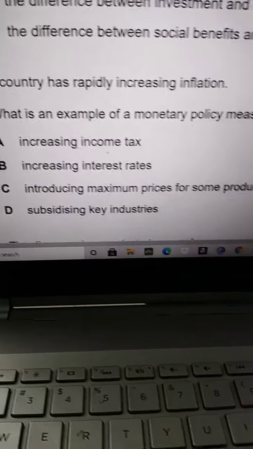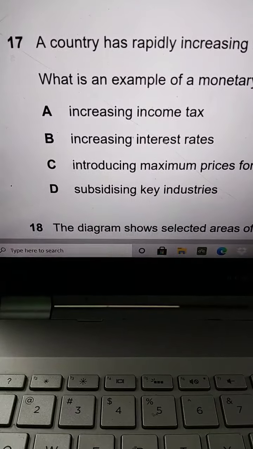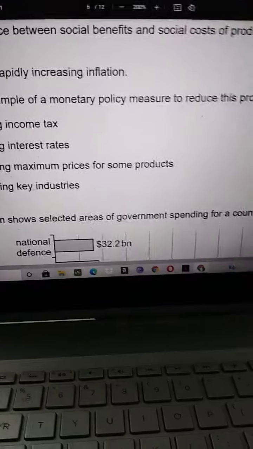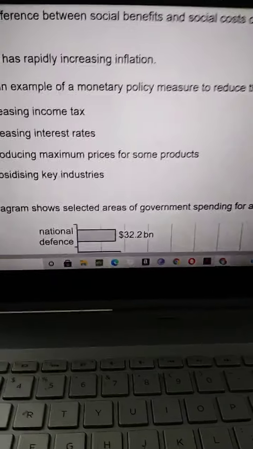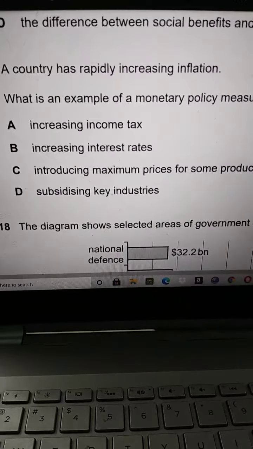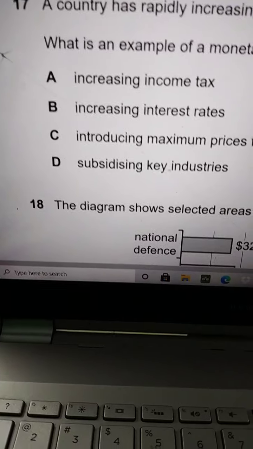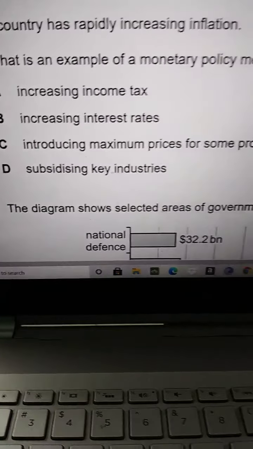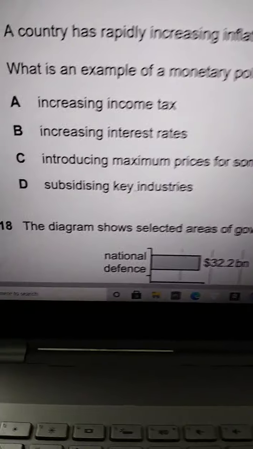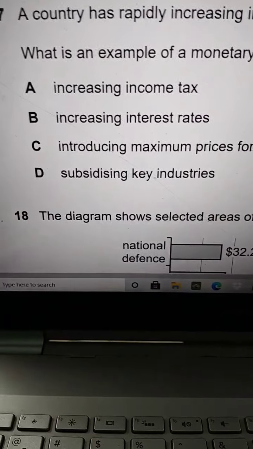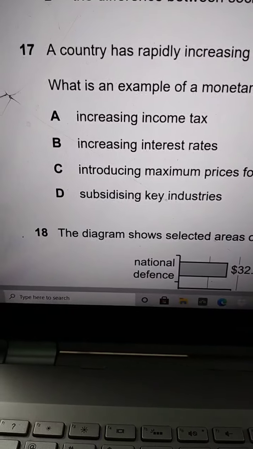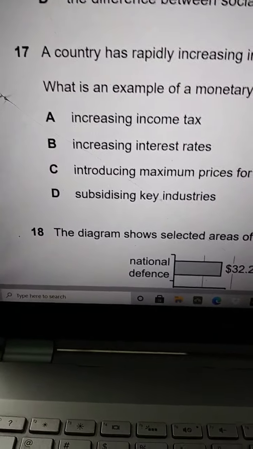A country has rapidly increasing inflation. What is an example of a monetary policy measure to reduce this problem? Monetary policy covers two things, that is the rate of interest and the circulation of money. Fiscal policy covers taxation and budgets. So out of these options, what is the example of the monetary policy measures to reduce the problem of inflation? So by increasing the interest rates, they can do it because that is a monetary policy instrument, and when the interest rates are higher, people will borrow less, aggregate demand will come down.